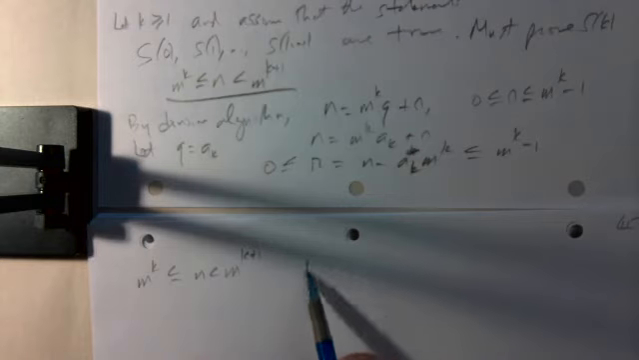Let me just collect the relevant information here. We have a number n between m to the k and m to the k plus 1. Divide n by m to the k by the division algorithm. So n is a sub k times m to the k plus the remainder, where the remainder is less than what you're dividing by, so less than or equal to m to the k minus 1. And because n is greater than or equal to m to the k, that means a sub k has to be positive. Because if a sub k were zero, n would be equal to r, which is less than m to the k, and n is greater than or equal to m to the k.